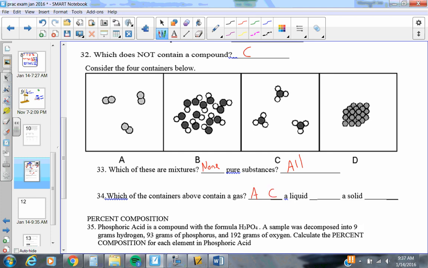Which could contain a liquid? I wish it was down at the bottom of the thing, but it's not. But B is kind of close, kind of touching, but not very neatly arranged. And finally, D is the solid because they are nice and neatly arranged.